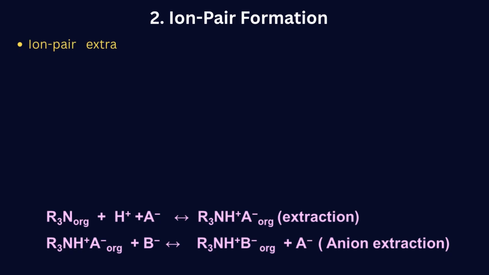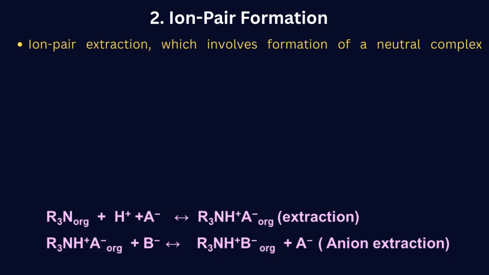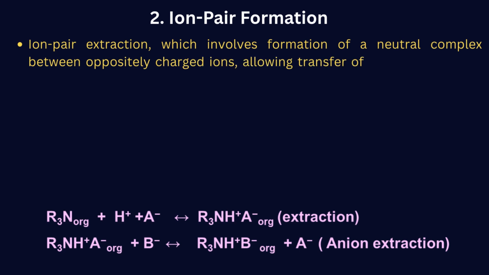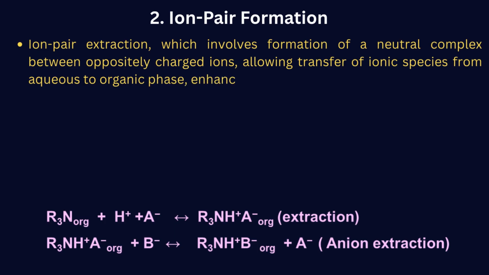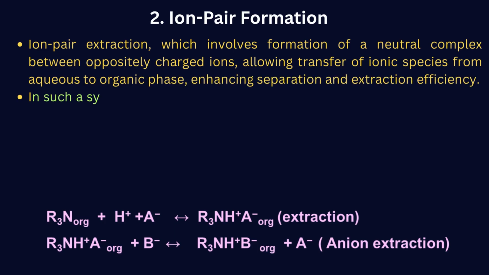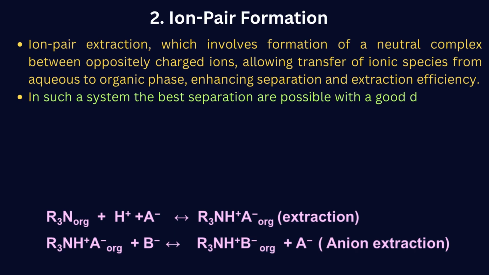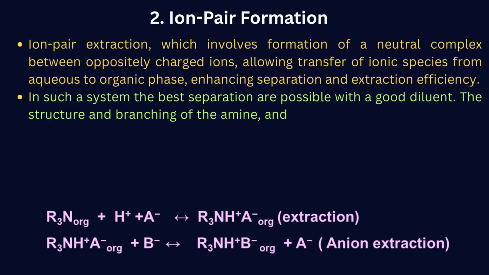The second mode of separation or mechanism by which chemical species can be extracted is ion pair extraction, which involves formation of a neutral complex between oppositely charged ions, allowing transfer of ionic species from aqueous to organic phase, enhancing separation and extraction efficiency. In such a system the best separations are possible with a good diluent. The structure and branching of the amine, and the nature of the diluent affect the process of extraction.